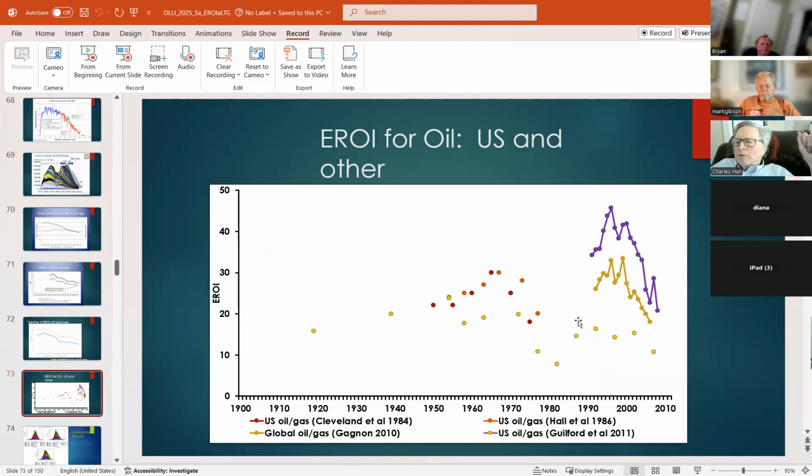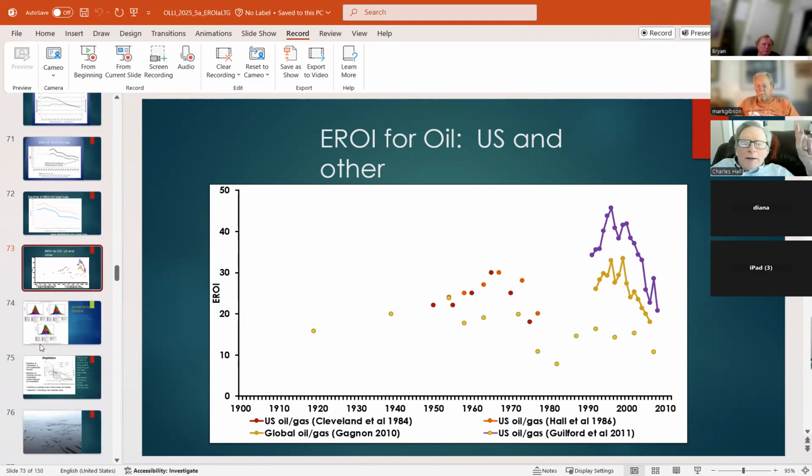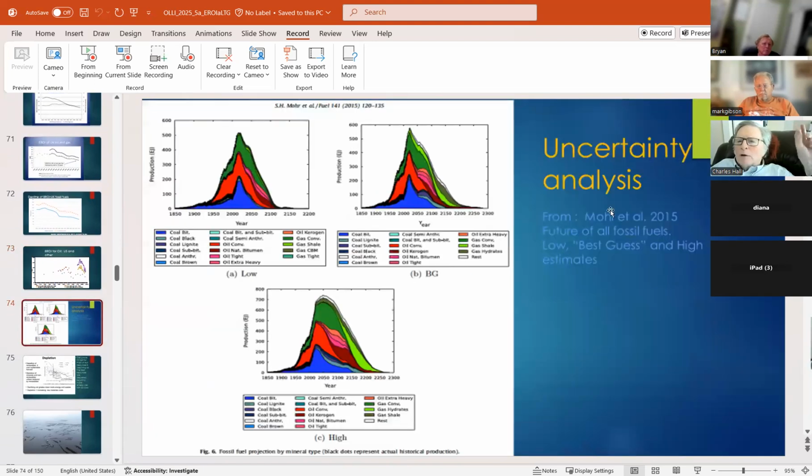This is for the U.S., the dots, which are declining. And this is for a global estimate. And the purple is for, I don't know what the purple is for. I think the purple was Mexico. Now, one could say, well, you don't have to worry because something will come along. So these guys, Steve Moore and others in 2015 said, well, let's take our best estimate, and this is for all of fossil fuels.